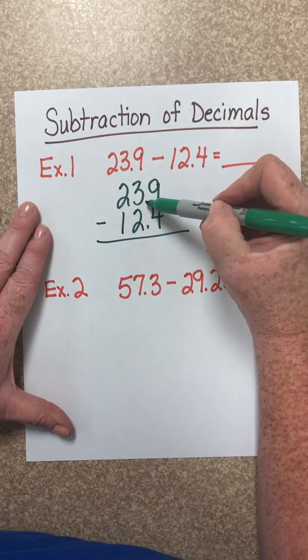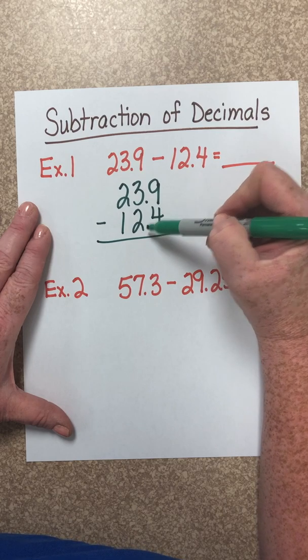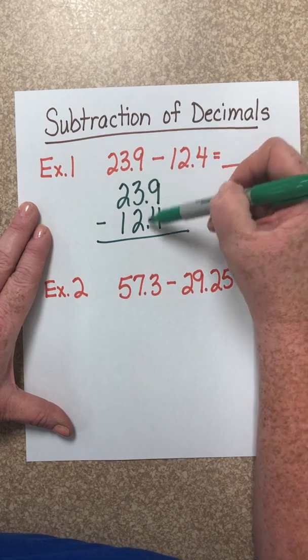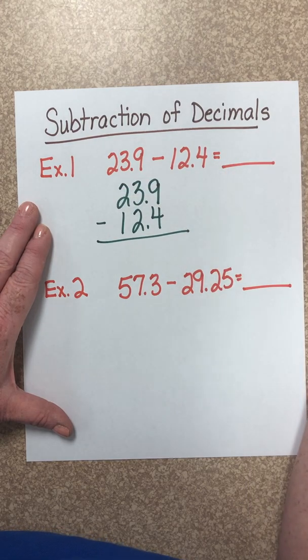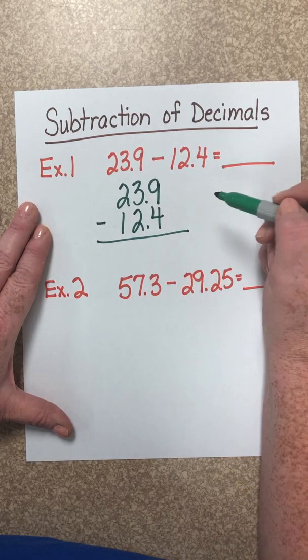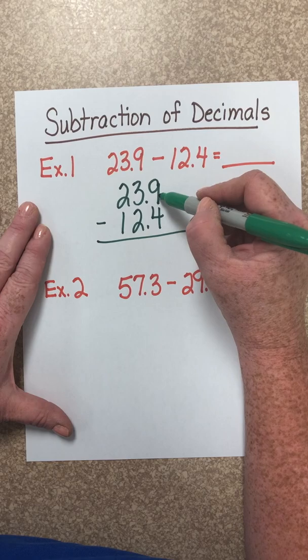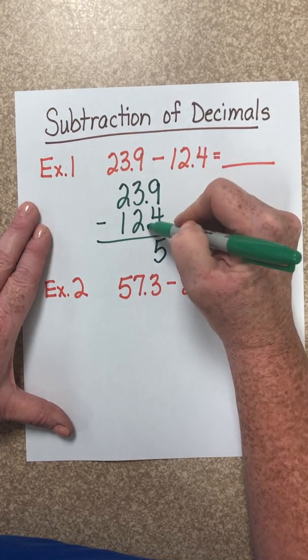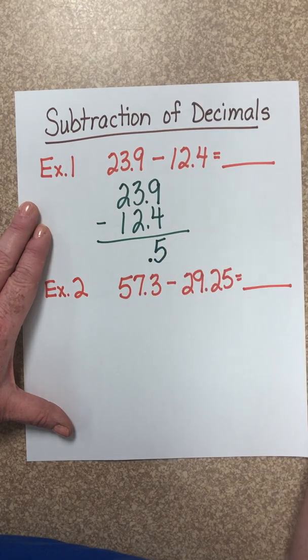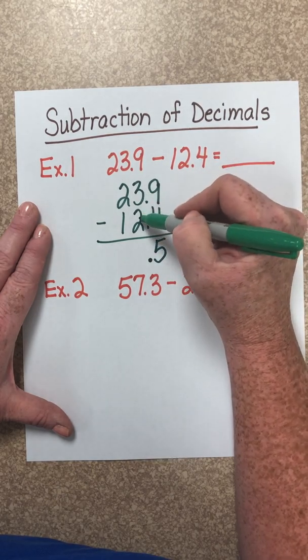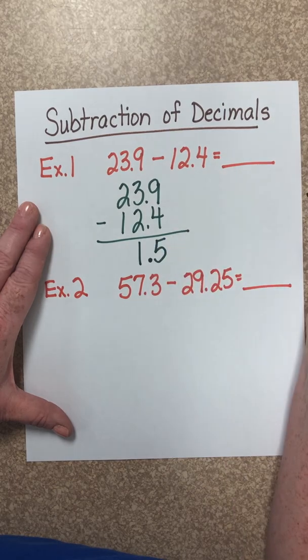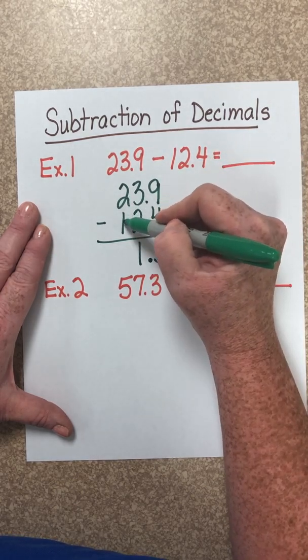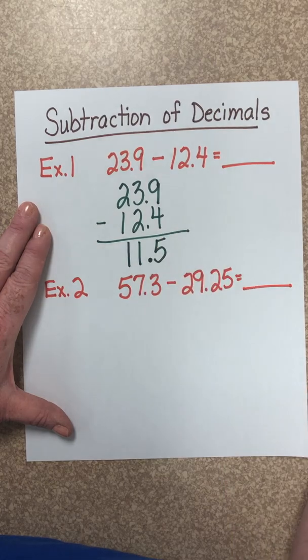Notice that I made sure to line up my decimal points, and I have very nice straight columns. It's very important you line up your numbers in nice straight columns. When we subtract, we start on the right. 9 minus 4 is 5. I bring that decimal point straight down. 3 minus 2 is 1. And 2 minus 1 is 1.